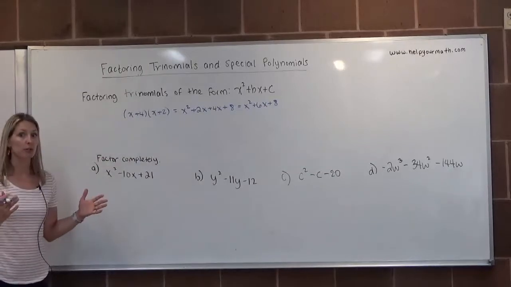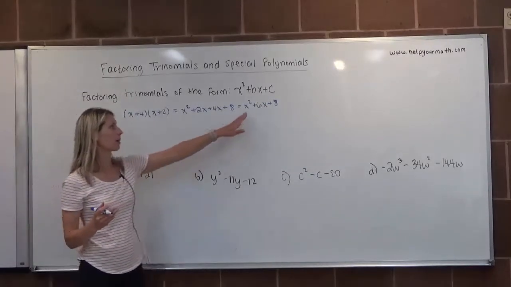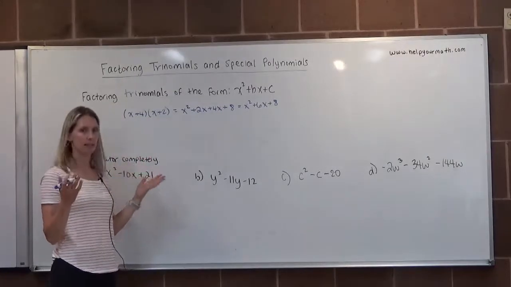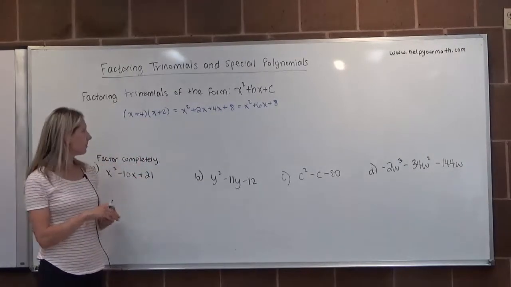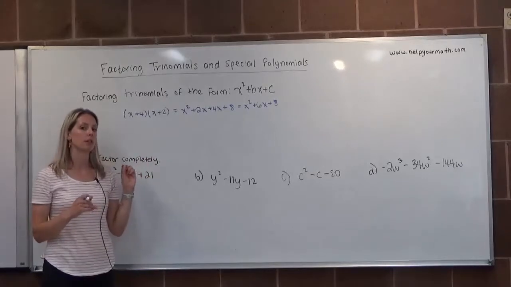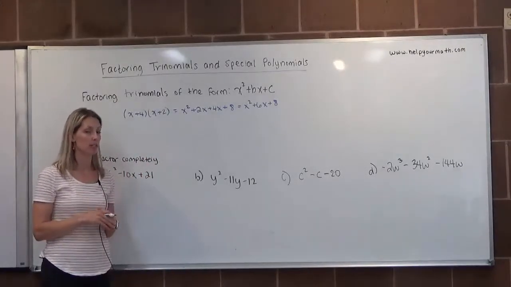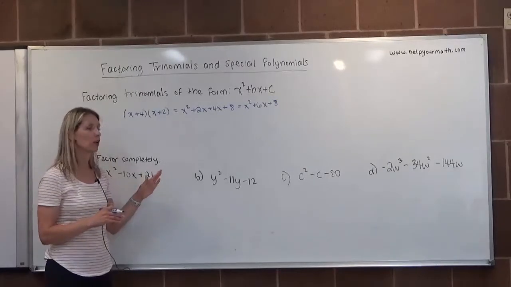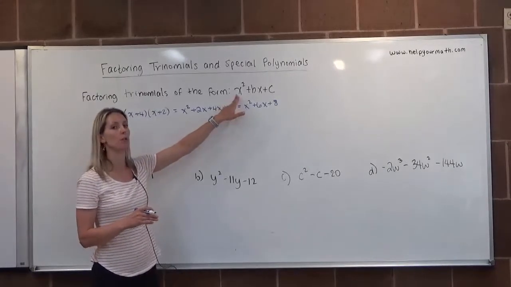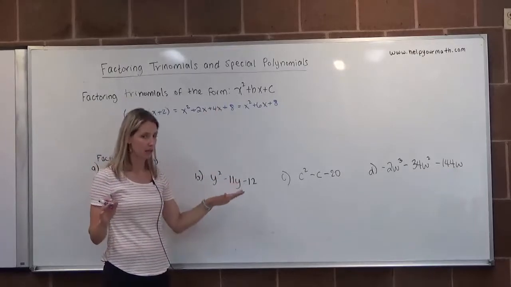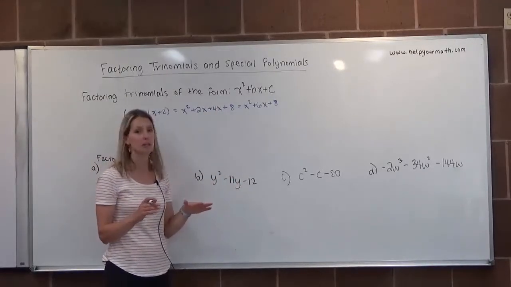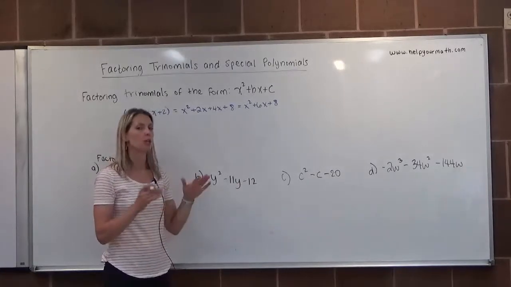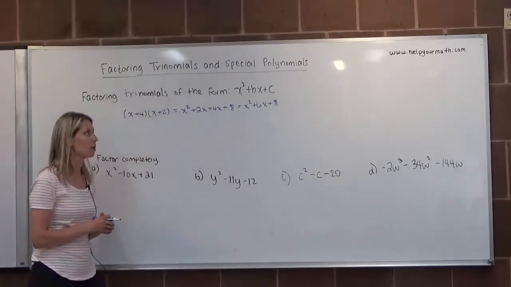But what we want to do is go in the reverse direction. So we're going to be given something that looks like this, and we want it to look like this. When we're factoring trinomials of this form, there is a shortcut that we can use that we're going to talk about in this video. This is a shortcut that we use only when the leading coefficient is 1 and never any other time. If the leading coefficient is 2, this method does not work. If the leading coefficient is 17, this does not work. So this only works when the leading coefficient is 1.